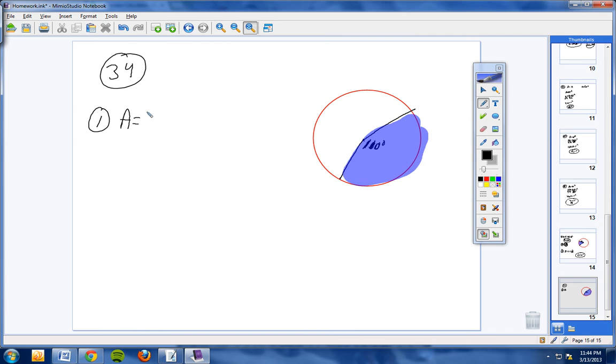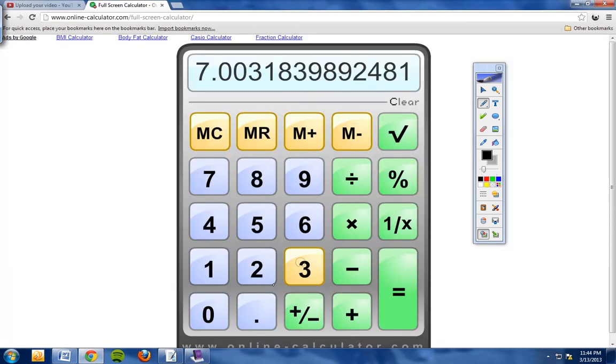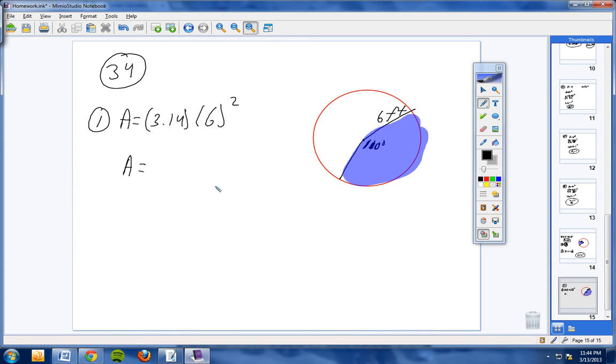So A equals 3.14 times 6 squared, because the radius is 6 feet. So 6 squared, and what you would get for the entire area is, I'm not sure, let's find out. It would be 3.14 times 36, 113.04. So there's the area of the entire circle. If you first square 6, you'll get 36, then multiply it by 3.14.